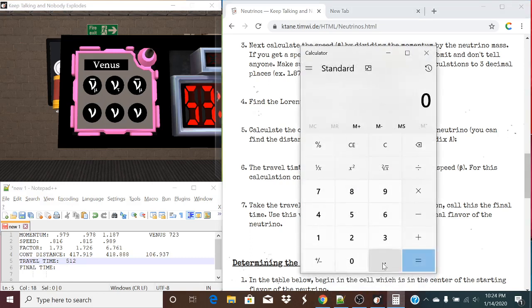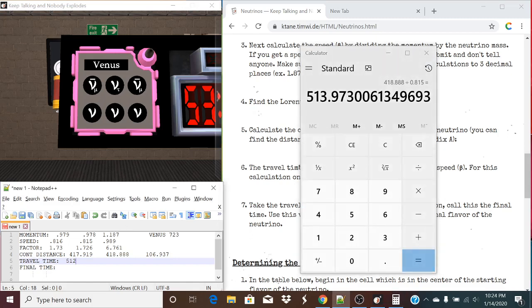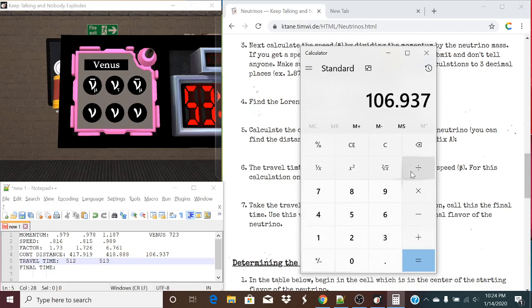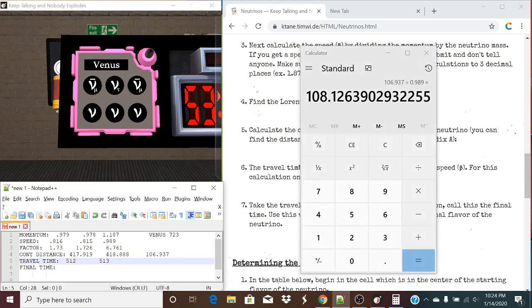Next up, 418.888 divided by 0.815 is going to give us 513. Wow, those are really close together. 513 and 106.937 divided by 0.989 is going to give us a 108. Wow, you were fast. 108 point. Actually, no, the points don't matter. So these are our final travel times.